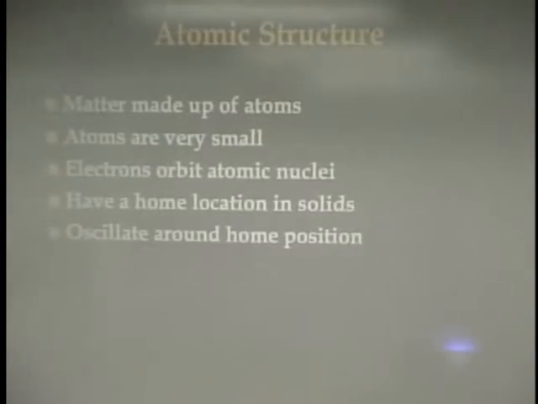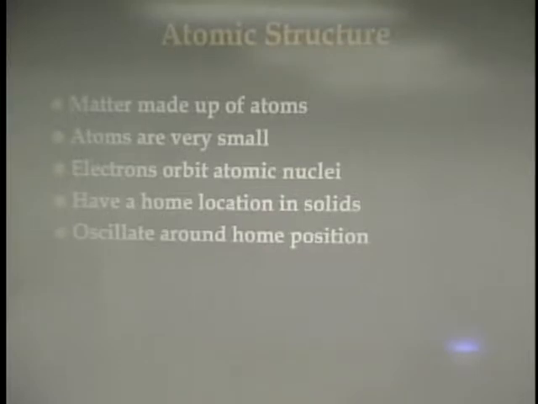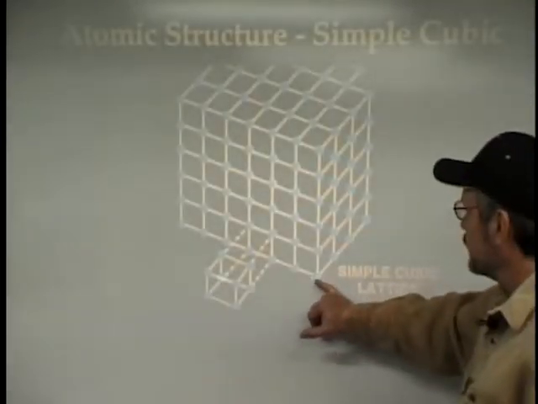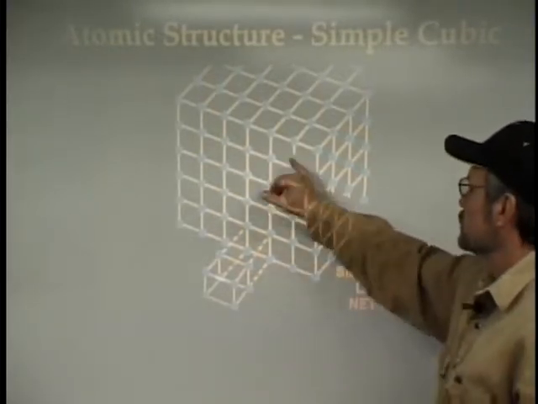The crystals are composed of a more or less orderly arrangement of atoms called a lattice structure. Each atom is in a fixed position. It oscillates about a fixed position. Each one of these will sit here, and they have an internal energy, and they sit there and vibrate in what are called their home positions in a solid.